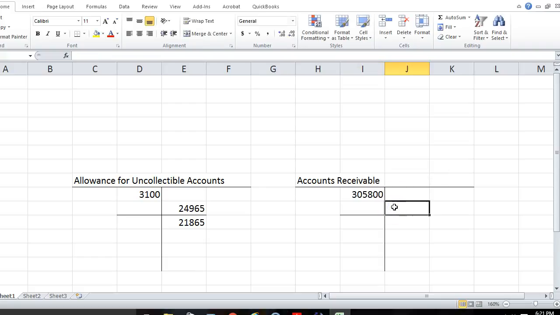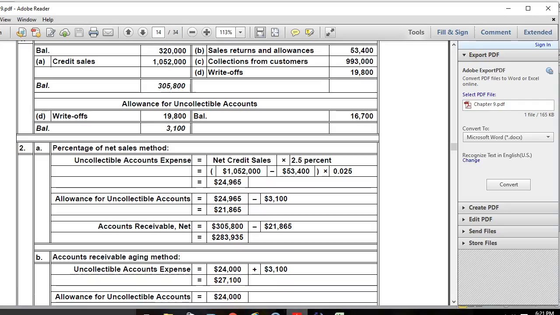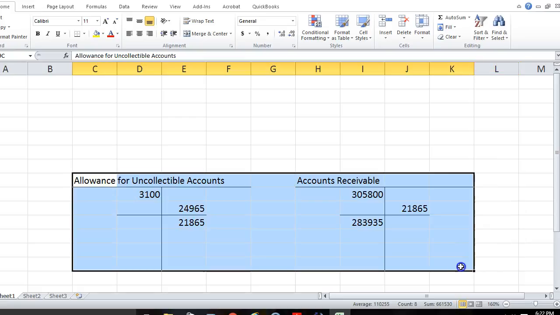And if we are going to start with $305,800, and from there reduce our accounts receivable by the $21,865, less our $21,865, what is our new net balance in our accounts receivable? Perfect. Okay?